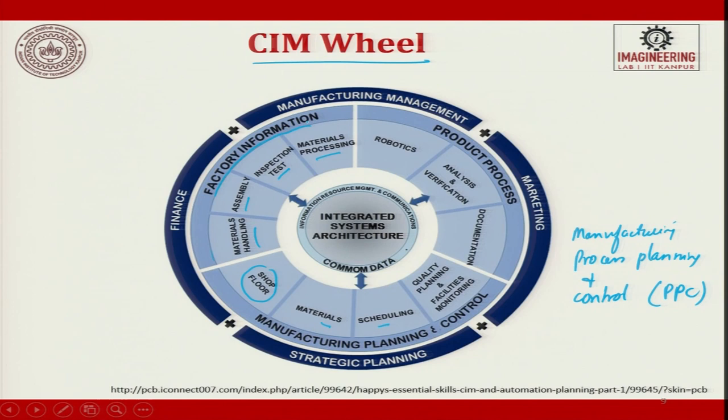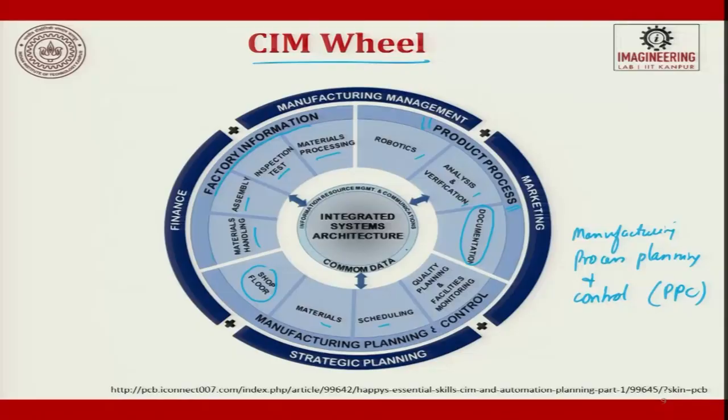As far as the product related side, we work on product process, which is robotics, analysis and verification, and documentation. These are the three things which come under product process. Why is documentation talked about so much today? When you look at any industry, there will be a first version of a part. This first version gets improvised, so then the second version is released. When was it released? Who released it? That is the documentation they hold.